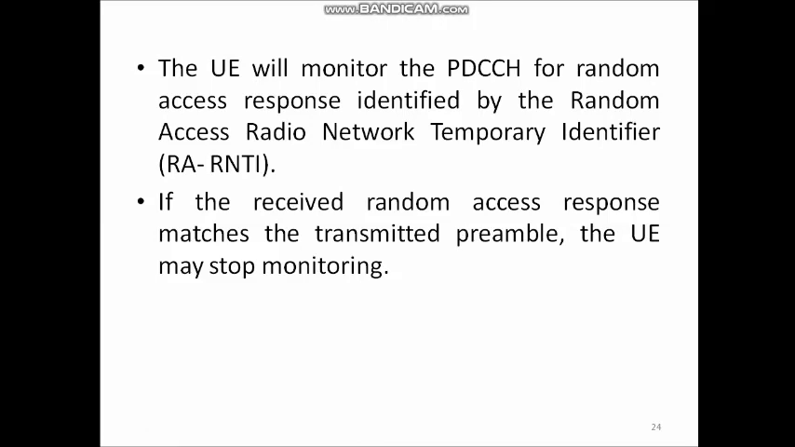Okay, as you know, in the first step, the user equipment sends a random access preamble to the E node B. After transmitting this random access preamble, the user equipment will monitor the physical downlink control channel for the random access response. This random access response is identified by the Random Access Radio Network Temporary Identifier, or RA-RNTI. If the received random access response matches the transmitted preamble, then the user equipment may stop monitoring.